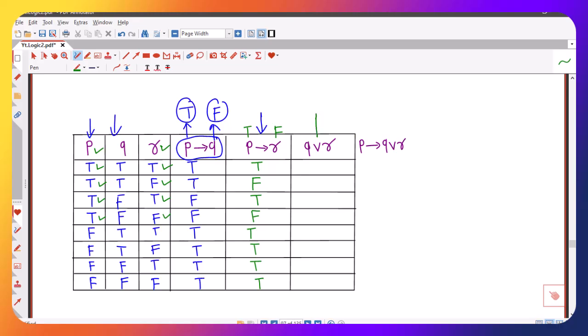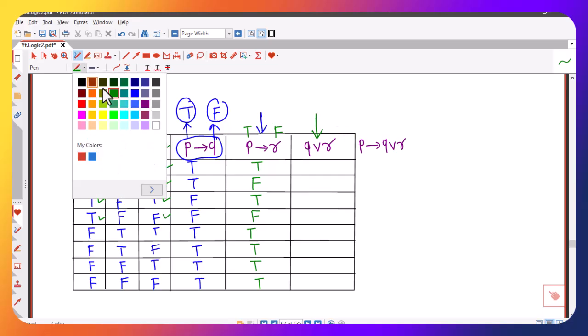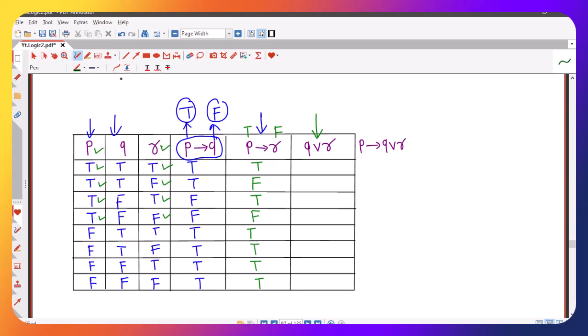Then we write down Q or R, that is the disjunction of Q and R, and we know that Q or R is true if either Q is true or R is true or both are true. So for this we have to concentrate on the columns corresponding to Q and R, and if we find at least one true, then Q or R is true.